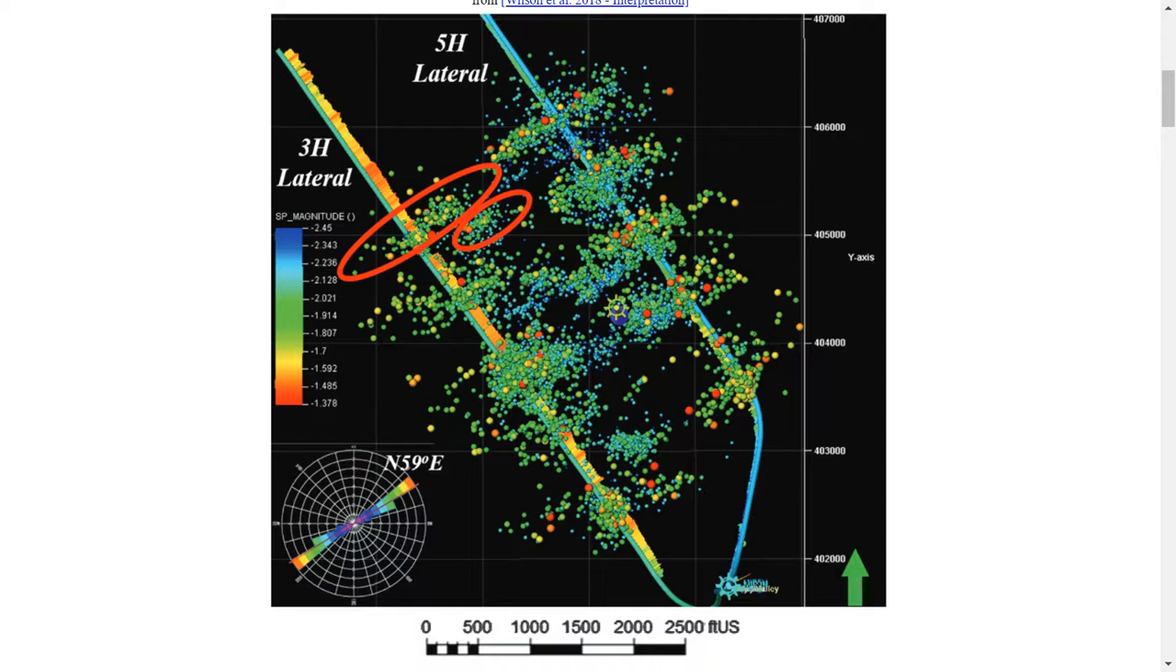Fractures? Yeah, indirectly, but what are they? Spontaneous potential, you said? Yeah, I guess there is something in the color along the wellbore, but I don't know what, but the dots are something else.